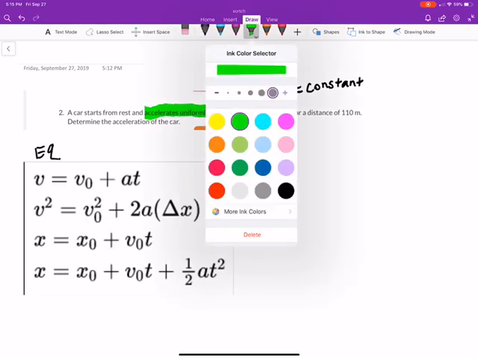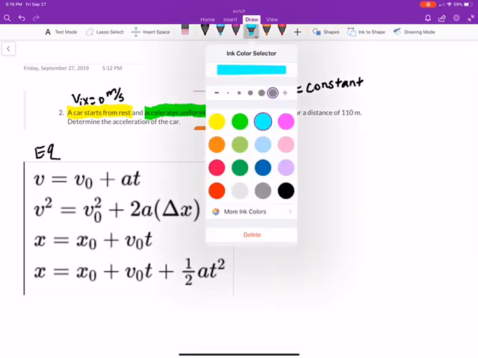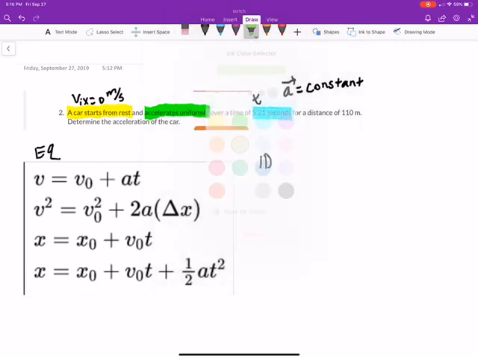A few other things I want to note is it mentions that the car starts from rest. That means V initial in the x direction is 0. And then this is obviously the time. And then this is your delta x.